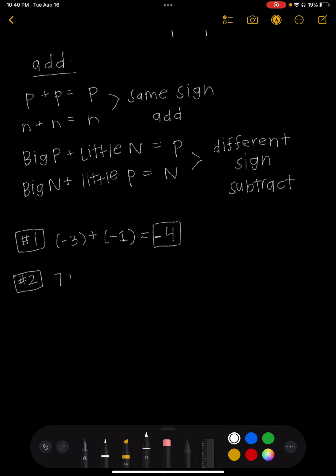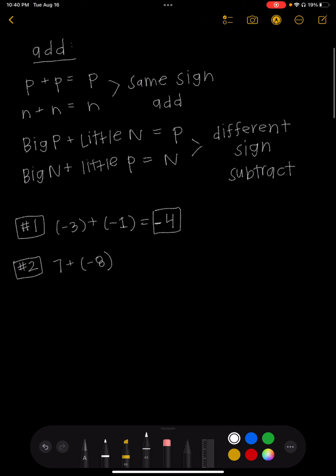Okay, let's do another example. Let's do 7 plus negative 8. In this case, we have a positive and a negative. Because they're different, opposite signs, I'm going to subtract. And it's easier in my head to do the big number minus the little number. So I'm going to say 8 minus 7. Well, 8 minus 7 I know is 1. But the 8 is bigger than the 7, and the 8 is also negative, which means my answer has to be negative as well. So my answer is negative 1.